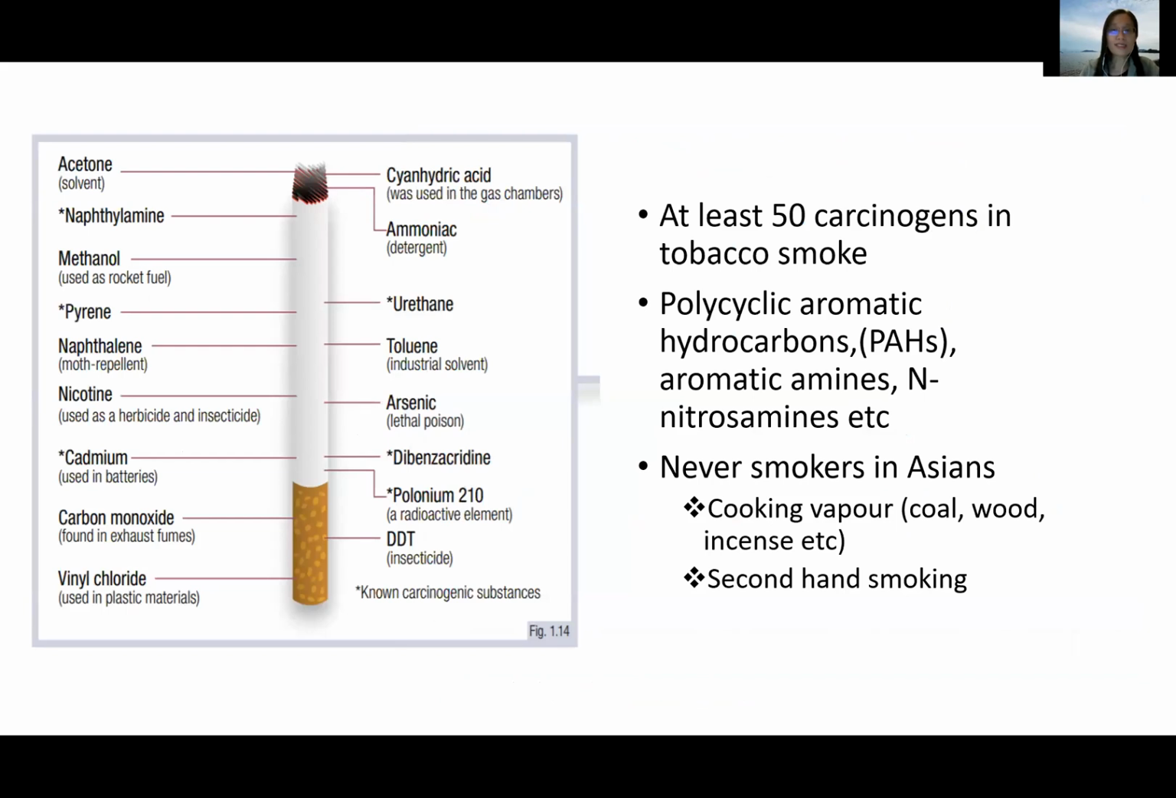Smoking has lots and lots of carcinogens inside, and vaping has also been shown to have multiple carcinogens inside. Some patients in Asia are actually never smokers, but they have exposure to things like cooking vapor from using coal or wood and incense to cook and things like that. And secondhand smoke is also a common risk.